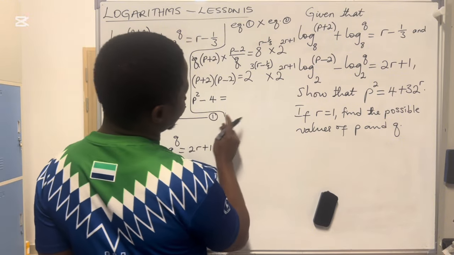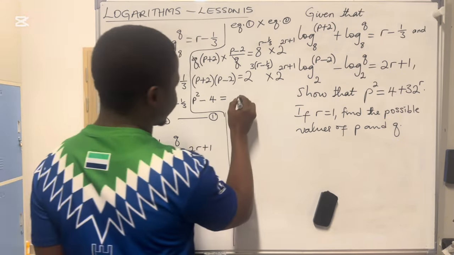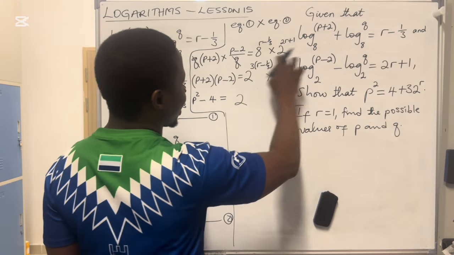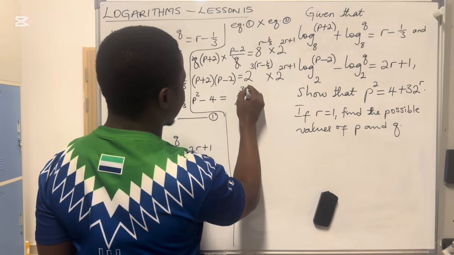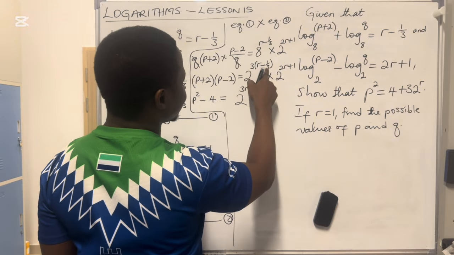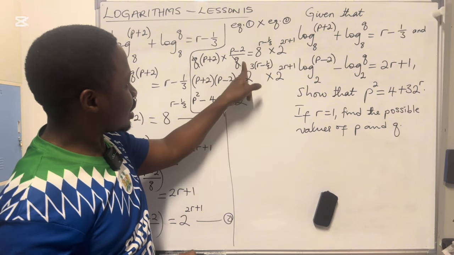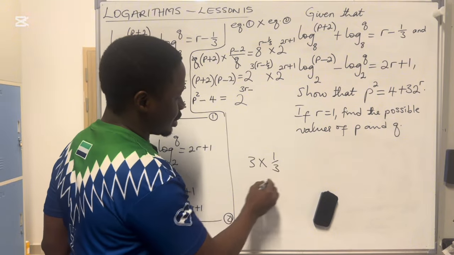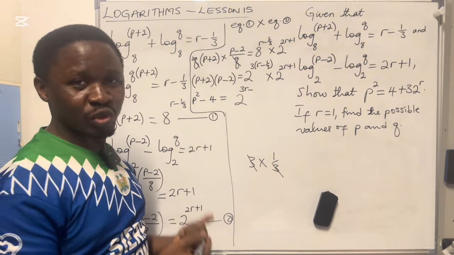Okay. So this and this have the same base. We take 1. What happens to the power? Because of multiplication, we add the powers. So here is 3 times r, 3r, minus 3 times 1/3. 3 times r is 3r. 3 times 1/3, look at it. This takes away this. So what is 3 times 1/3? It's just 1.